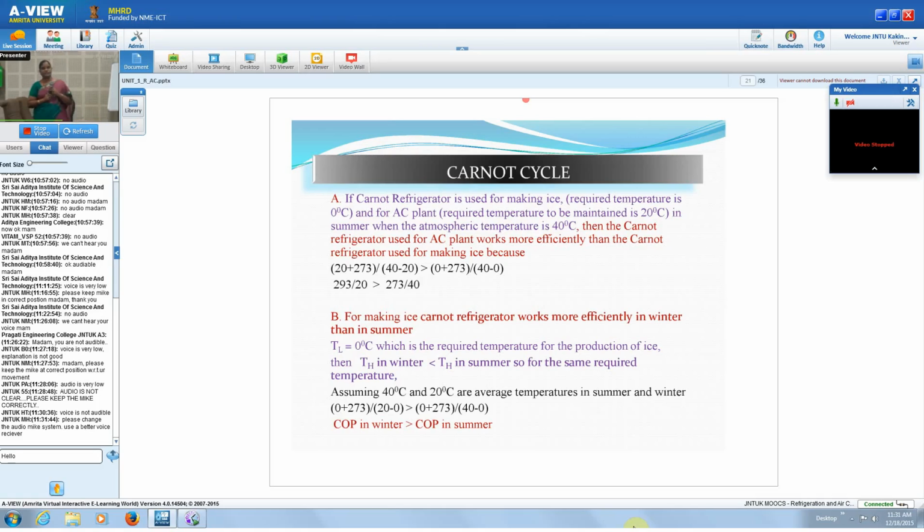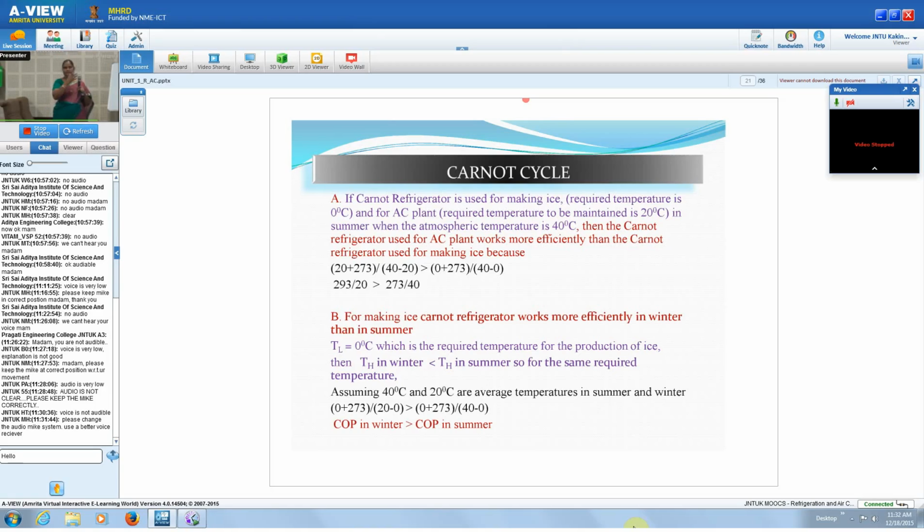So these are the practical examples of the reversible Carnot cycle. If a Carnot refrigerator is used for making ice, where the required temperature is 0 degrees centigrade, and also for air conditioning a room, where the required temperature is 20 degrees centigrade in summer, when the atmospheric temperature is 40 degrees centigrade, in that case the Carnot refrigerator used for an AC plant will always have more COP than the refrigerator, because the COP is nothing but TL by TH minus TL.